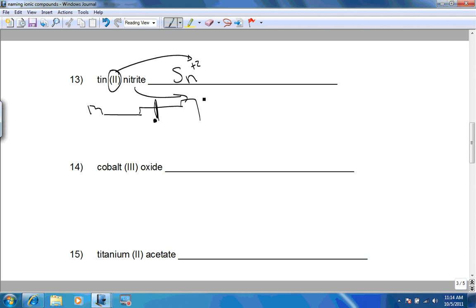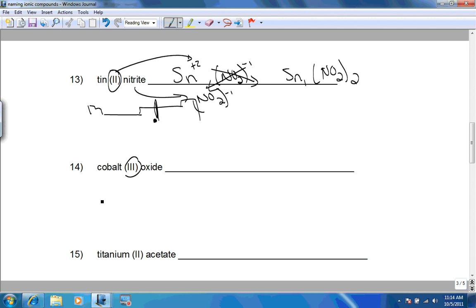A nitrite is a polyatomic ion. It's NO2 with a -1. So we're going to crisscross those, and we're going to crisscross them outside the parentheses to be Sn1 (NO2)2.